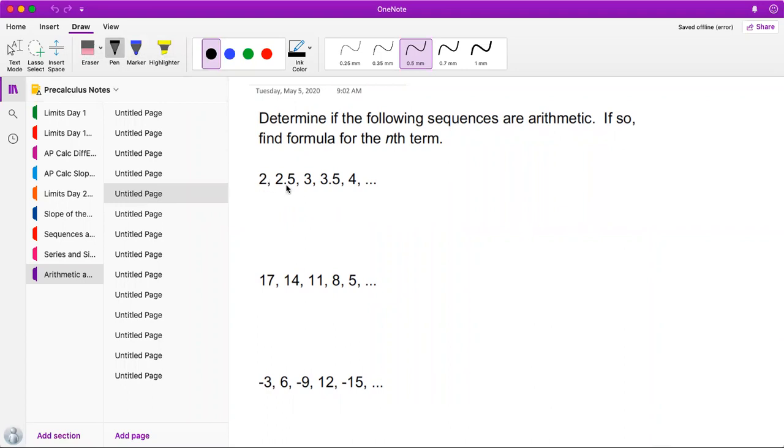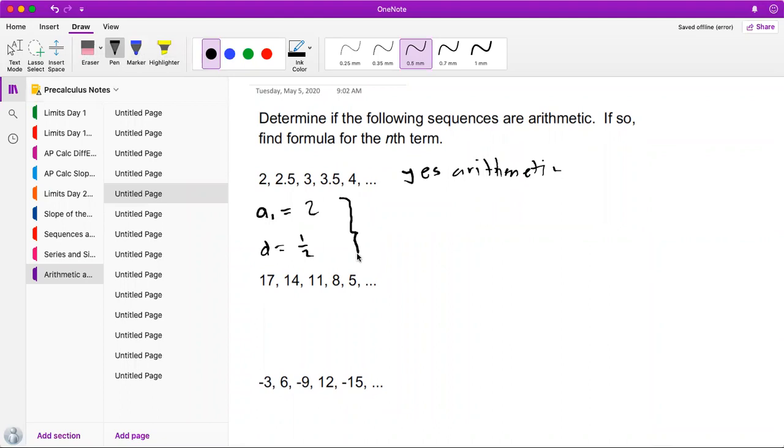Looks like 2 to 2.5 is plus a half, plus a half, plus a half. Yes, this looks like it is arithmetic. And I would say that A1, the first term, is 2, and the common difference is 1/2 or 0.5, either way.